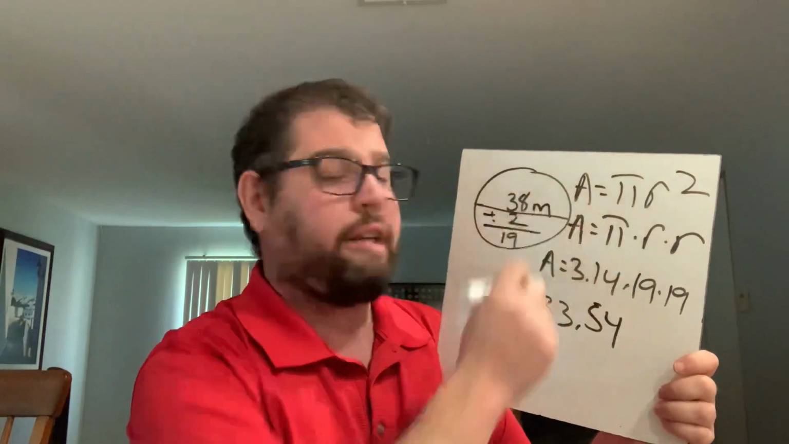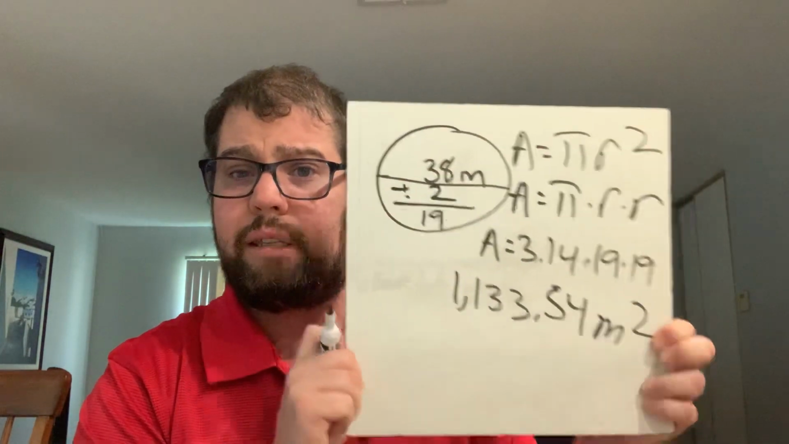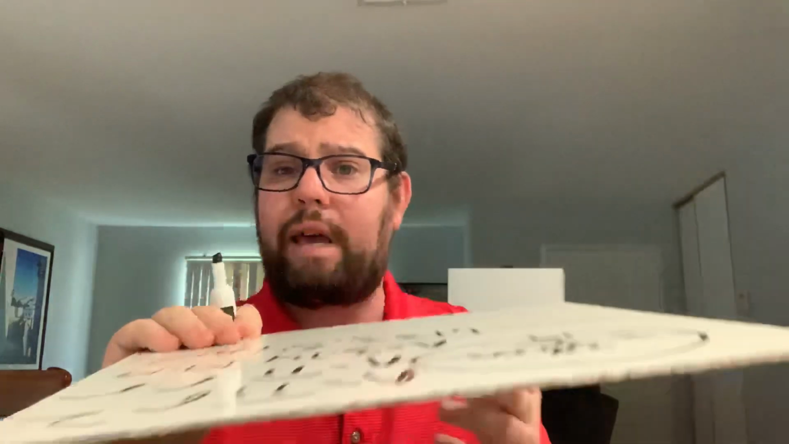You get 1,133.54. Let's just say I had labeled this as meters. Meters squared. All right. I hope you get this. Pi r squared. Pi times r times r. Pi is always 3.14. Find the r. If it's a half a line, you got it. If it's the whole line, divide by 2.